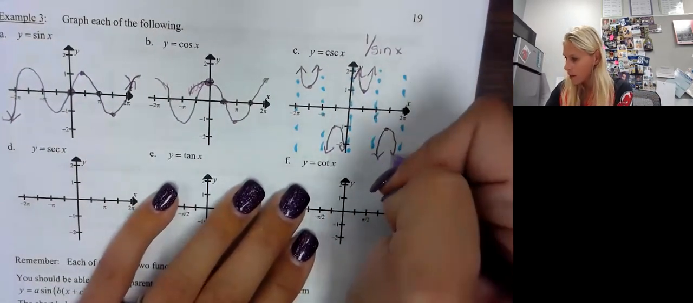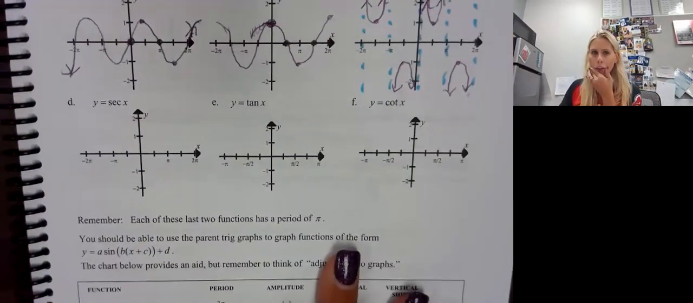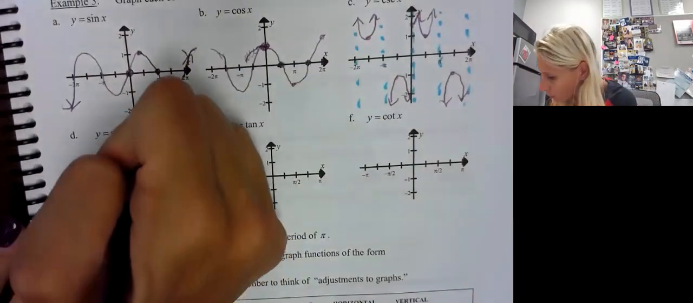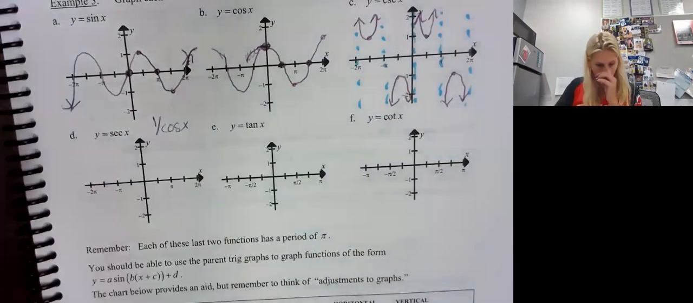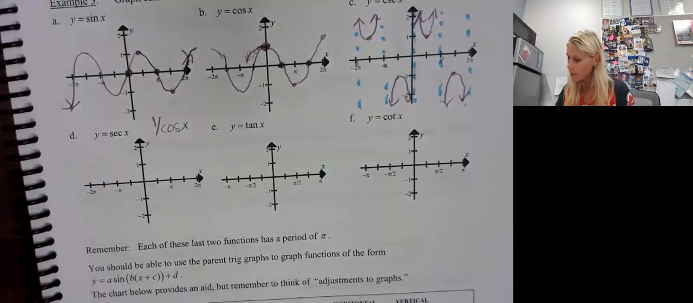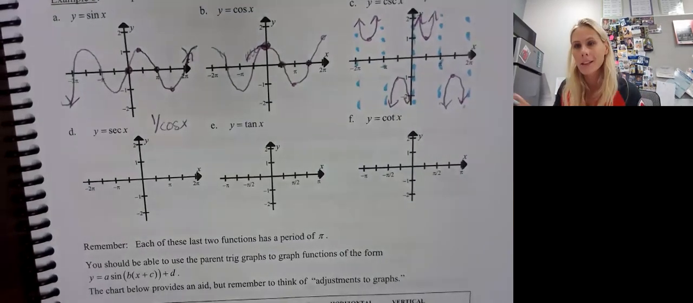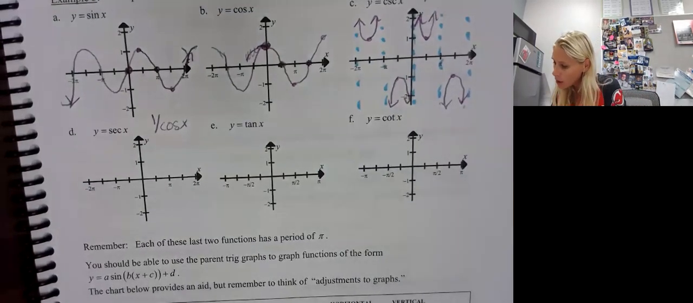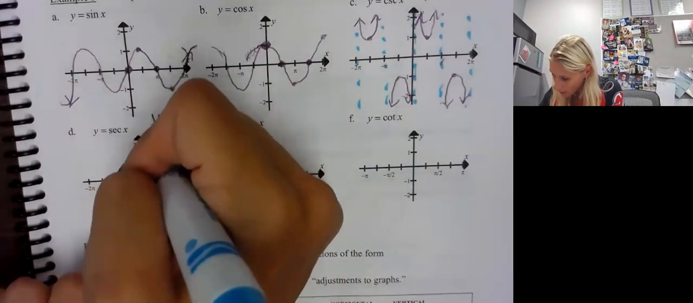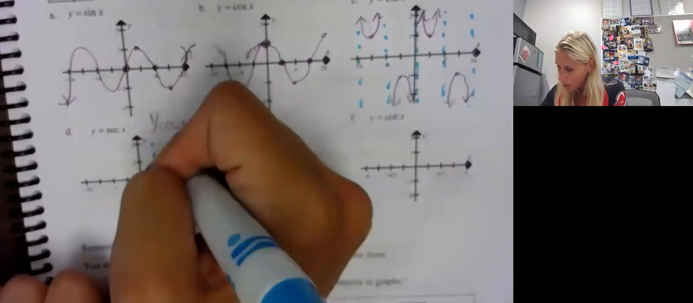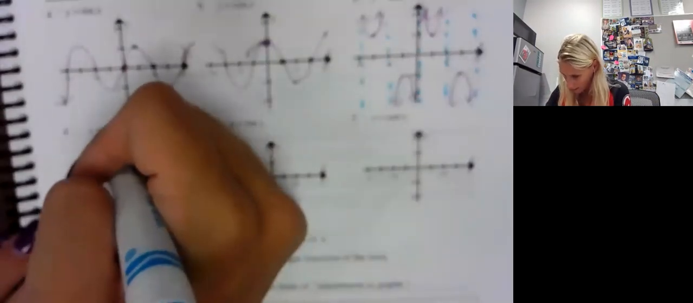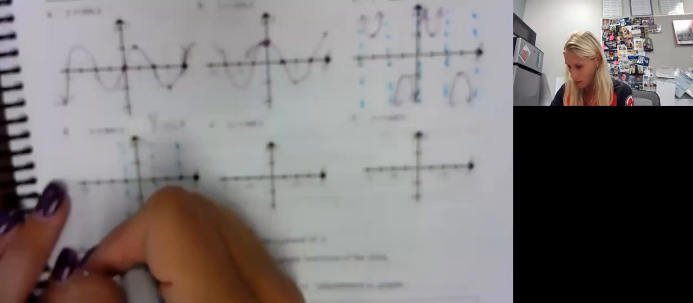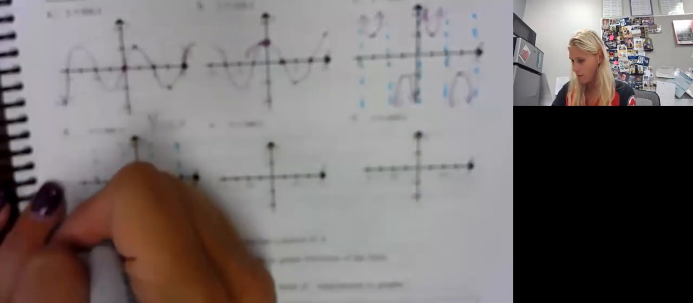Awesome. So this also goes for secant, right? So that's 1 over cosine. So wherever cosine was 0, we have an asymptote. Sorry, guys. So we have it at pi over 2, 3 pi over 2, and at negative pi over 2, negative 3 pi over 2.